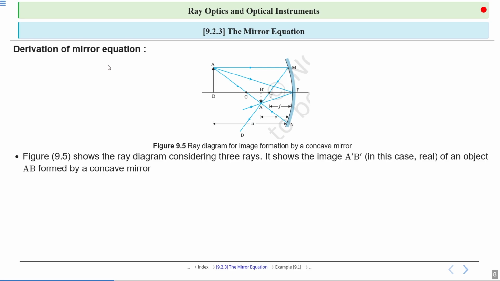Means if we are bringing this object near the mirror, the image will go farther away from the mirror. Okay, when we place this object at focus, the image will be formed at infinity. You can see when the object was at infinity, the image formed at focus. When the object is at focus, the image is formed at infinity. When we place this object between pole and focus, then the image formed is virtual. Only one case of the concave mirror forms a virtual image. The other 5 cases form a real image.